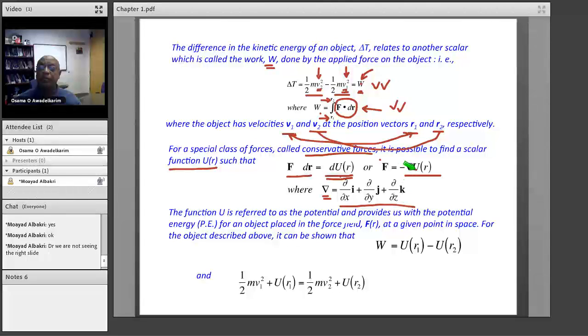Now, this scalar function is therefore very important, which is tied up with conservative forces. This scalar function u is referred to as the potential. So every conservative force has a potential. And you can always get the force from this potential by applying the grad operator. Or you can obtain the scalar potential from the force by solving this equation. Now, let me give you an example of a force and a scalar potential.